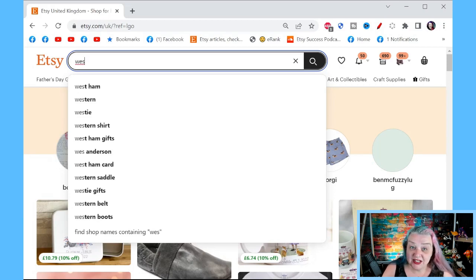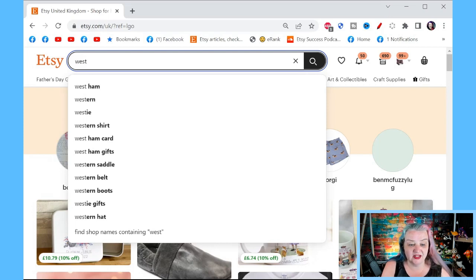Etsy doesn't really understand what we're searching for now. It's not got the same number of things that start with WES. So once you have to type in more letters, these are less specific keywords that you're seeing, and they're likely less searched for. So just because something shows up here doesn't mean it's actually good.